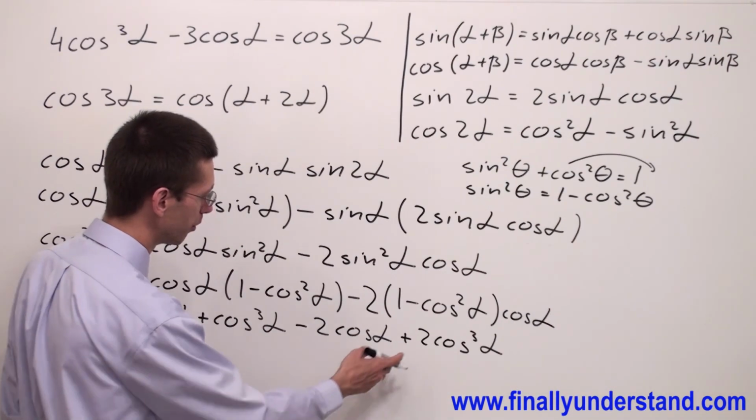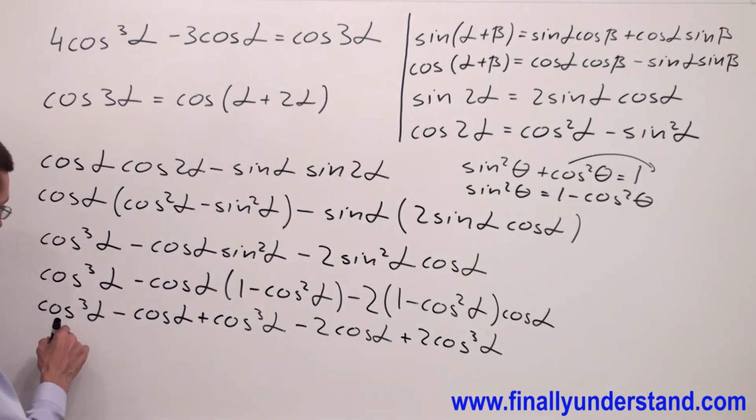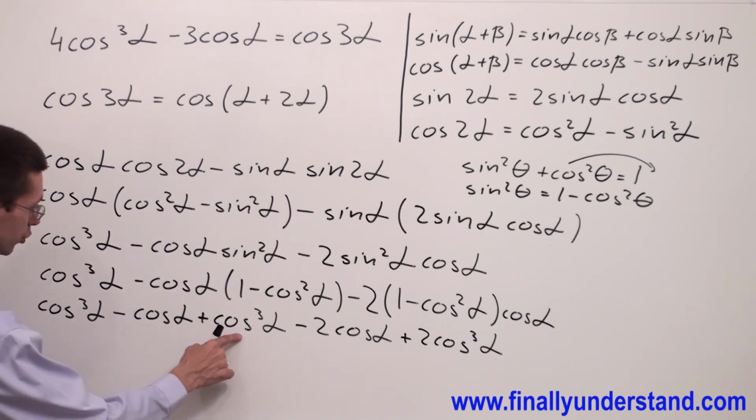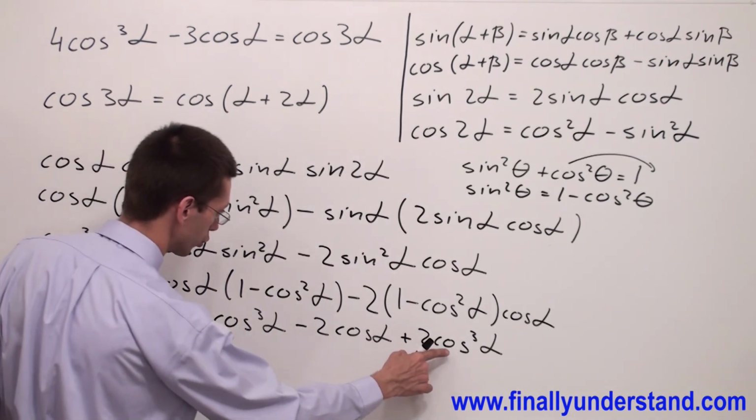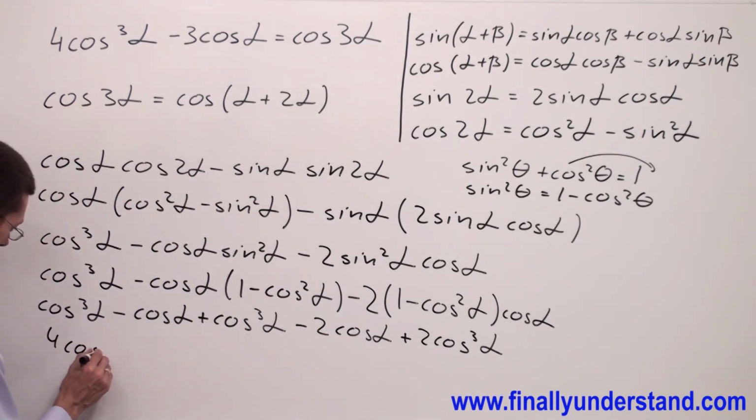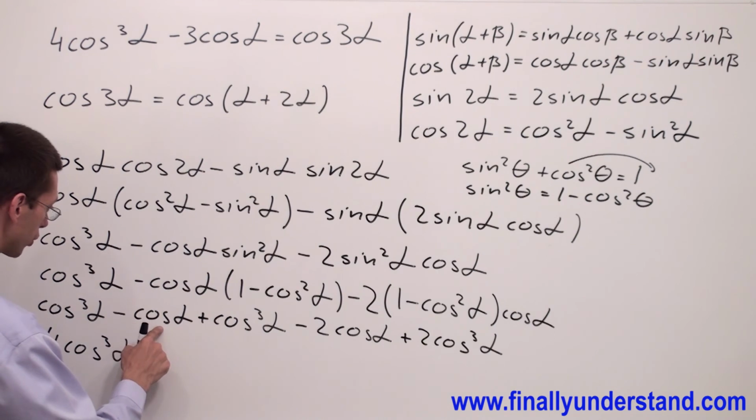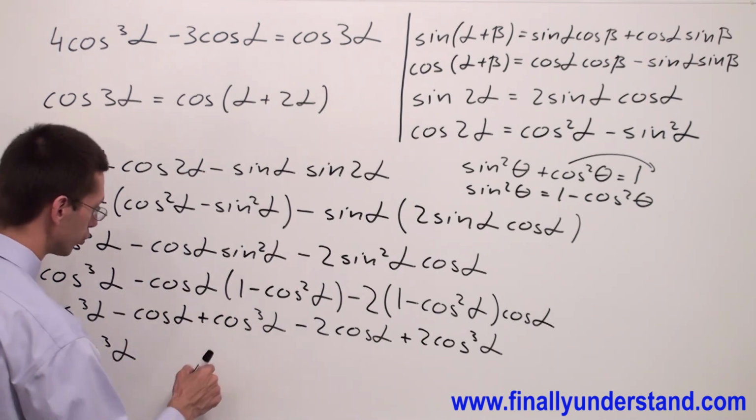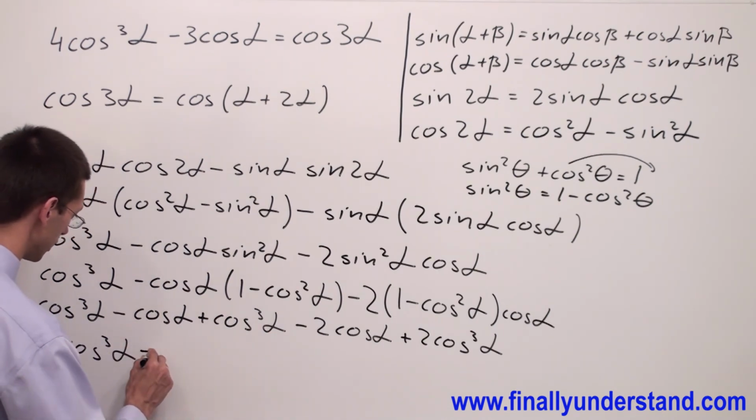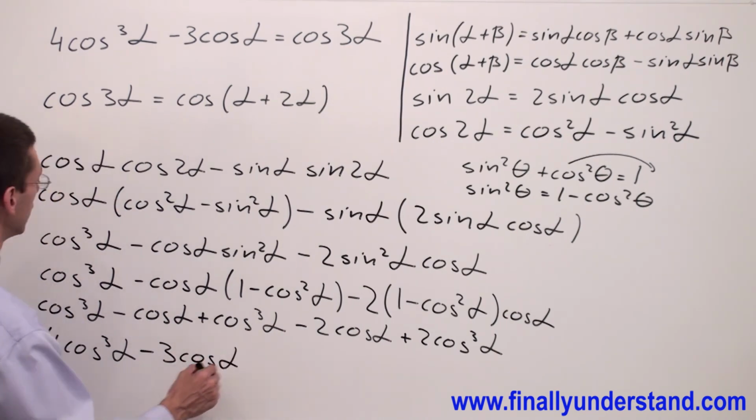Next, we're supposed to combine the like terms. We have cosine cube alpha, and we have 2 cosine cube alpha. So this is 4 cosine cube alpha. And we have negative cosine alpha, and negative 2 cosine alpha is equal to negative 3 cosine alpha.